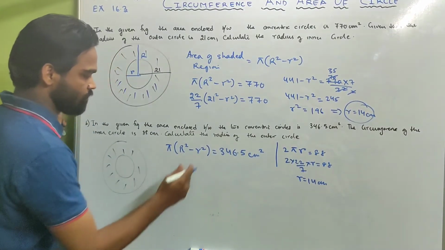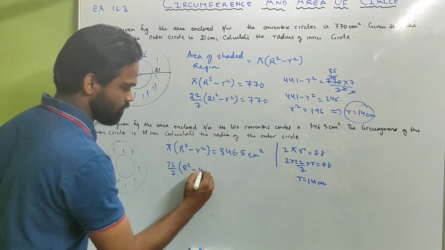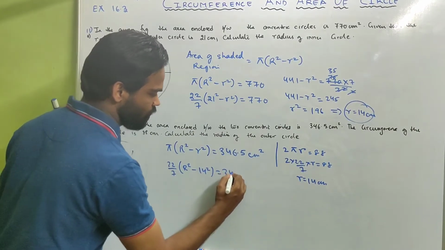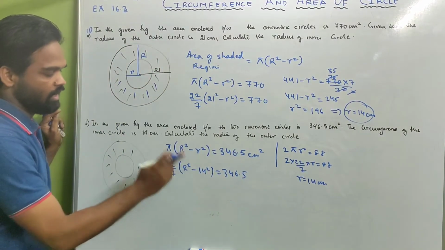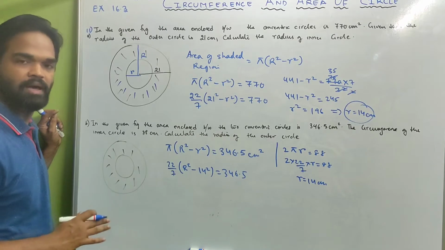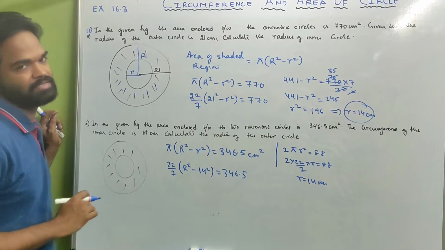Now once you got the radius as 14, put over here. So 22 by 7 (capital R square minus 14 square) equals 346.5. You need to just simplify this and get the value of capital R. Clear? Now let us look at the next sum.